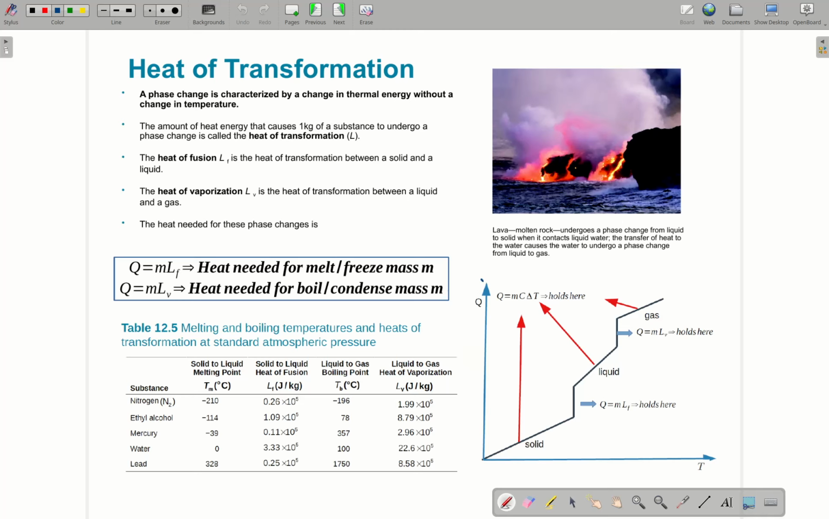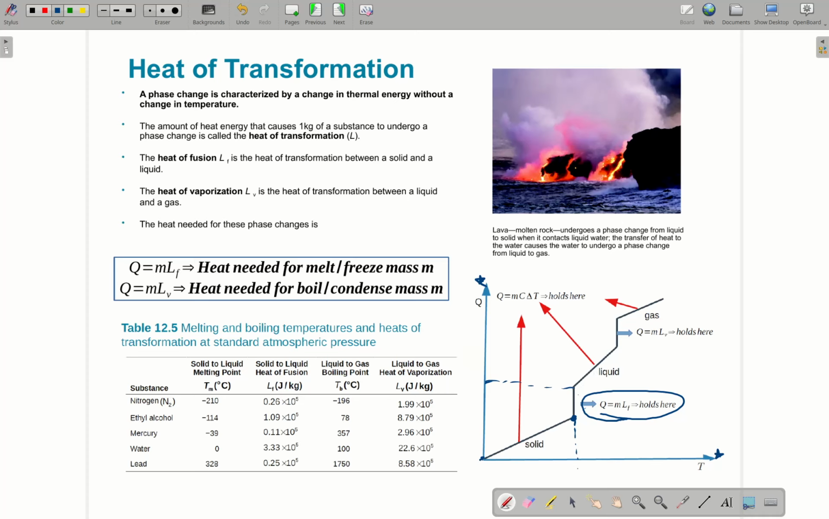Here's another graph showing the same idea. Here we have the heat versus temperature. As heat increases, temperature increases. If I have a solid, for example, until the melting starts, right, temperature increased here. And then as the melting happens, although heat is increasing here, temperature stays constant. So I use this equation. There is melting, so we use LF, latent heat of fusion, or melting coefficient.